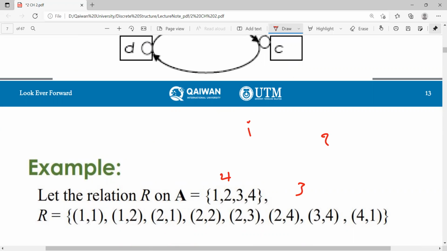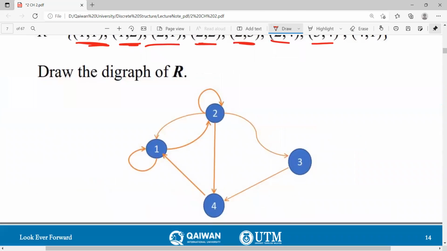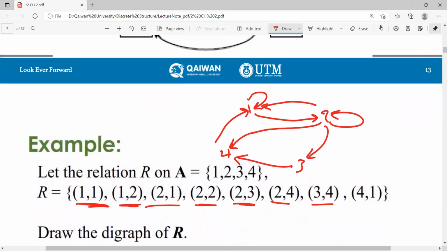1, 1. That means we have a relation from 1 to itself. This is the relation. 1, 2, from 1 to 2. 2 to 1. Then 2 to itself. 2 to 3. 2 to 4. Okay. 3 to 4. 4 to 1. That's all arrows. And it's done here.